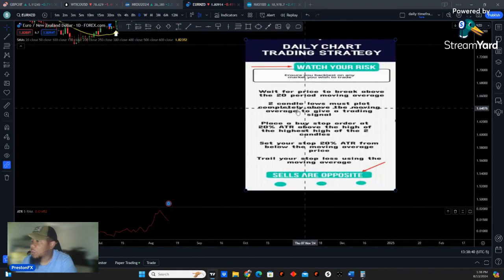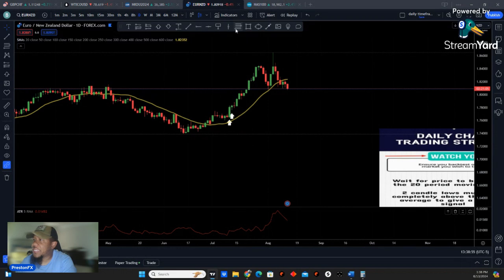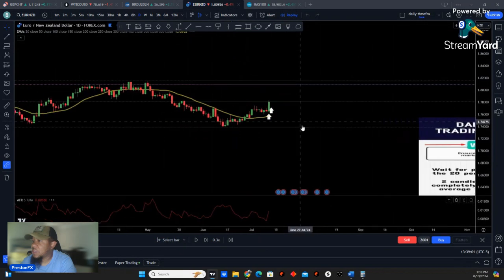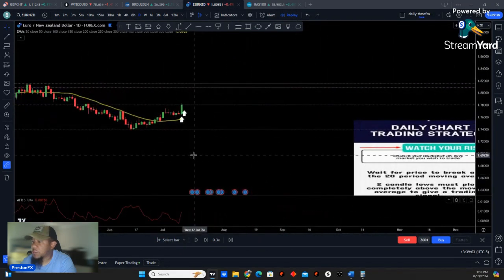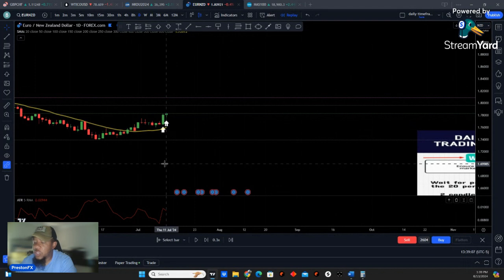Two candle lows must plot completely above the moving average to give a trading signal. Place a buy order at 20% ATR above the highest high of the two candles. All right, so let's go back here, and I'm going to show you exactly how to do this math. If you're not good with math, I'm about to show you. Now watch this. It's set up. This is July 11th.